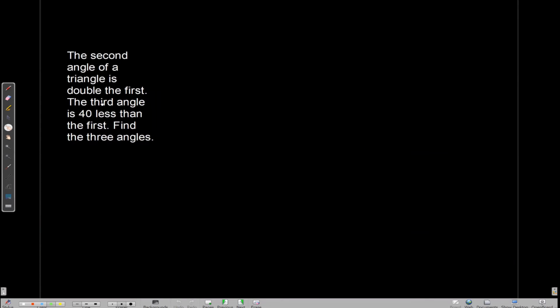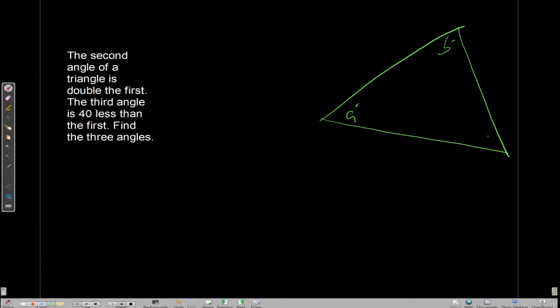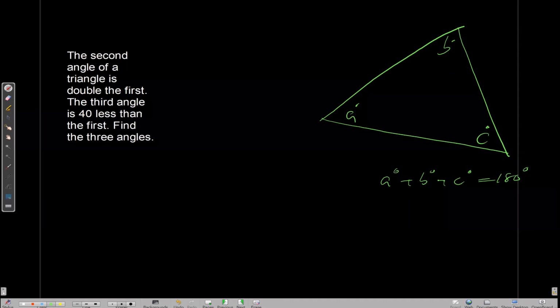See, word problems can appear in any branch of mathematics. Now, in this case, triangle. So, what you need to remember, in any triangle, the angle sum of a triangle is always 180 degrees. So, this question is based on that.